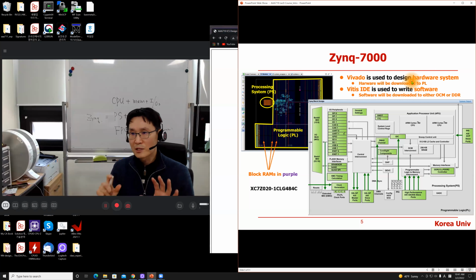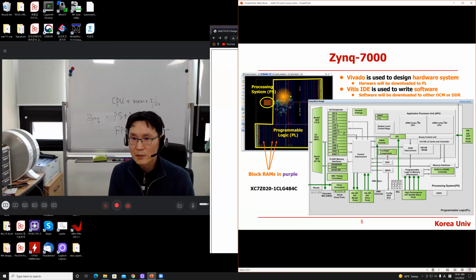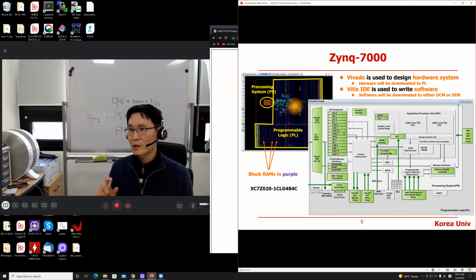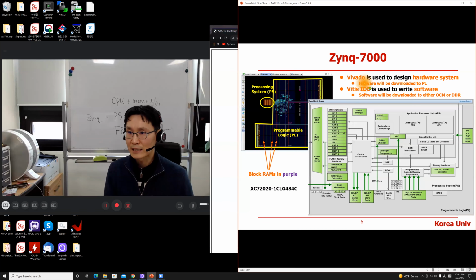Again, you design your hardware using Vivado and download it to this FPGA, the PL section. After designing hardware, you need to write software to use those IO devices. And we are going to use the Vitis IDE, Integrated Development Environment, to write software.